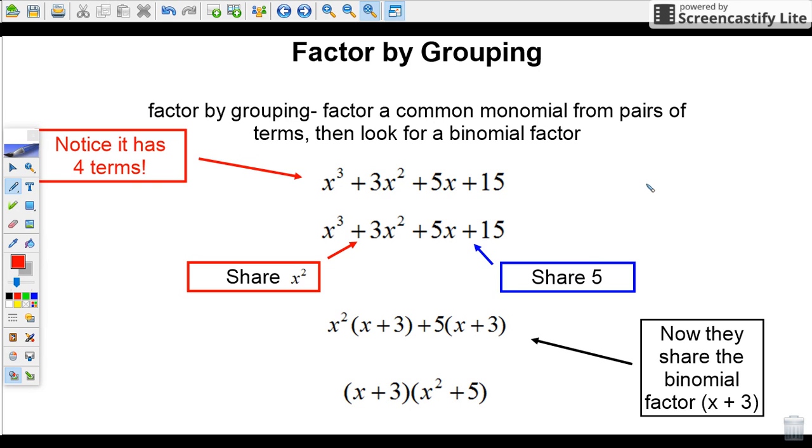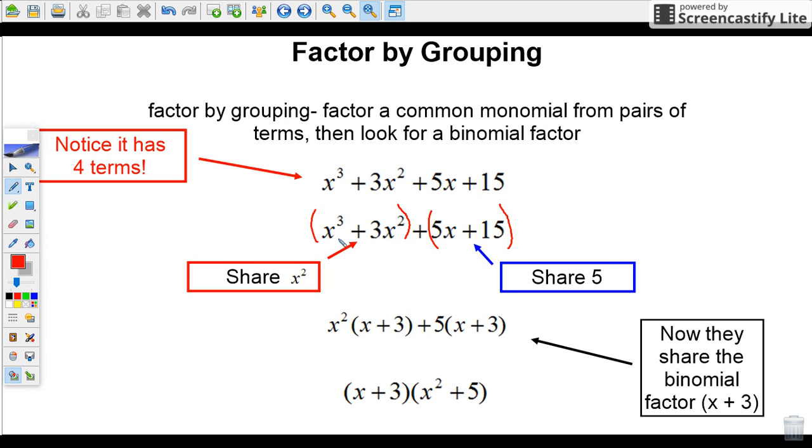So the first thing I want to draw your attention to is that this polynomial has 4 terms. We have not seen that before. So one hint when you see 4 terms is that you're going to have to use this method, factoring by grouping. I noticed in the first 2 terms that they share a monomial of x squared. I noticed in the last 2 terms they share a factor of 5. So I'm almost thinking of it as grouping these 2 and then grouping these 2.